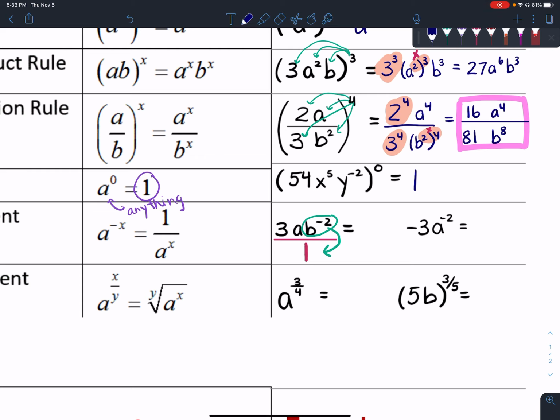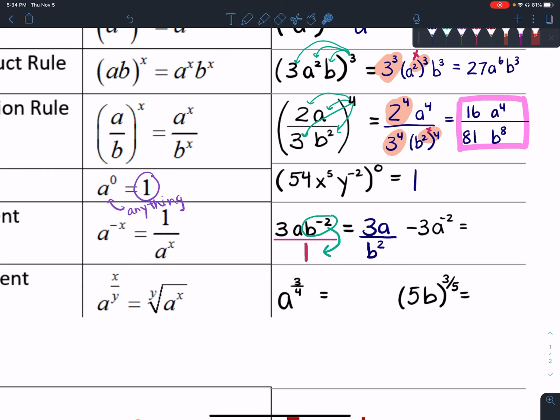So what happens is we get 3a, that stays the same, and now our b is to the power of +2. And the 2 is now positive because I've moved the location of the b to the -2. Because I have moved its location, I have to change that exponent to a positive.